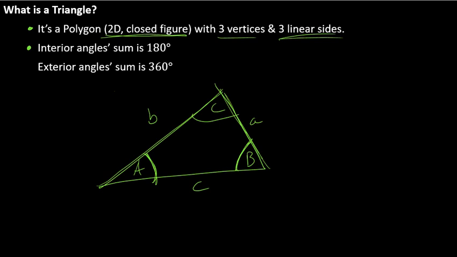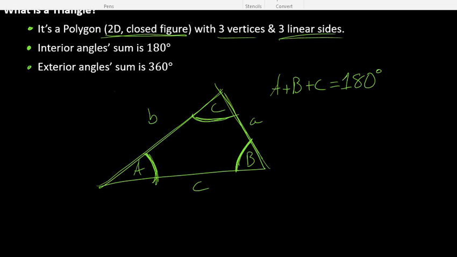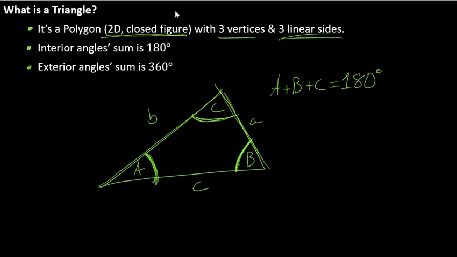Anyway, interior angle sum is 180. So our interior angles, A, B, and C, right? Our interior angles sum on any triangle will be 180 degrees. And our exterior angle sum. Well, what are exterior angles? Well, let's kind of elaborate on what that means.